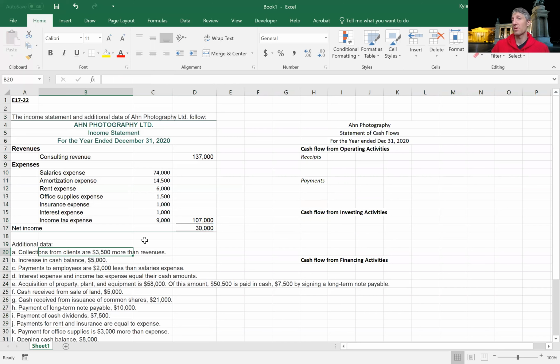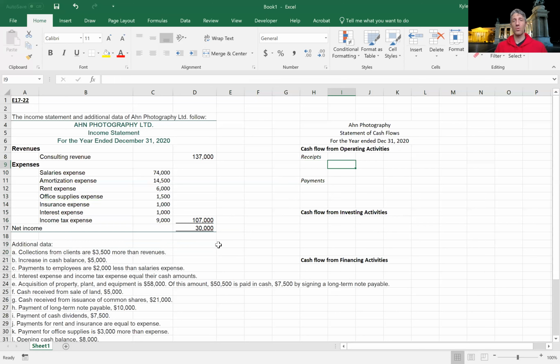If I was doing the indirect method, I would start with net income. Remember, that's step 1. But here I'm doing the direct method. So I'm starting with what are my cash collections? What are my cash receipts? So I'm looking for keywords, collection, receipt. And if I go to the additional data, it tells me collections from customers from clients are 3,500 more than revenues. Okay, so that's a keyword we need to be aware of.